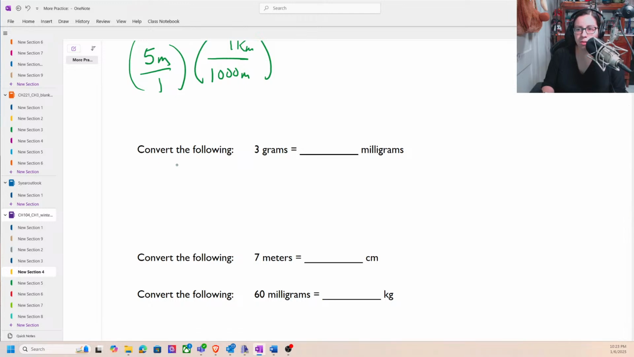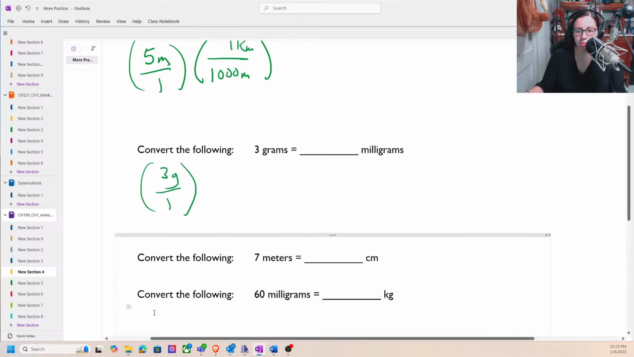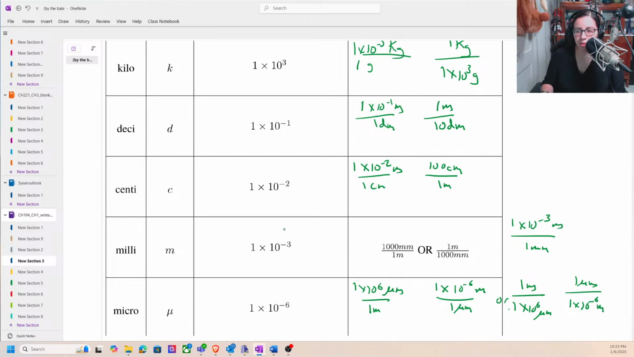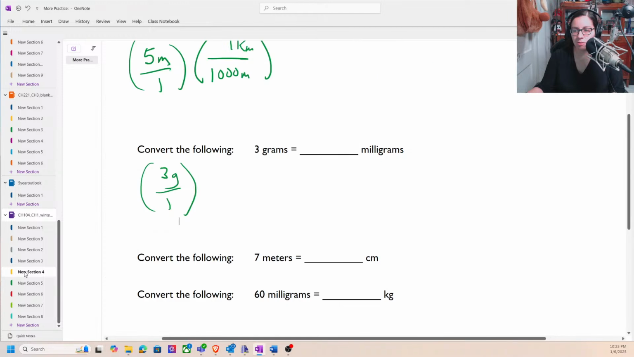Looking at the next one, so I'll repeat the process. So write 3 grams. I want to convert to milligrams. We can always reference our chart. Milli, 1 times 10 to the negative third by our base unit. So now we're saying there's 1,000 milligrams in 1 gram.